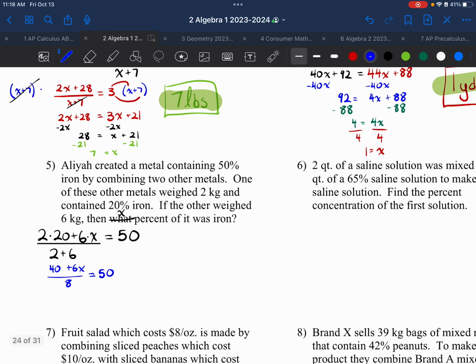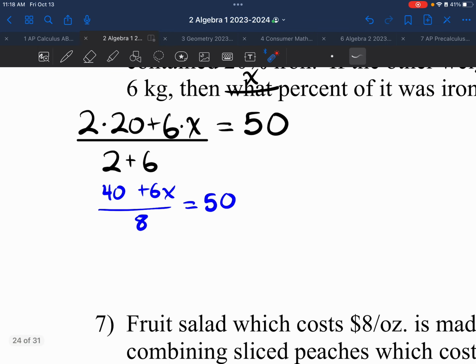Very similar to the last 2 problems, I had a pesky x plus 7. So in this problem, I have a pesky 8. To get rid of the x plus 7, we undid the division by x plus 7 and multiplied by x plus 7. To undo this division by 8, we're going to multiply both sides by 8. So I'm going to come up here and say multiply by 8 on the entire left-hand side, multiply by 8 on the entire right-hand side.